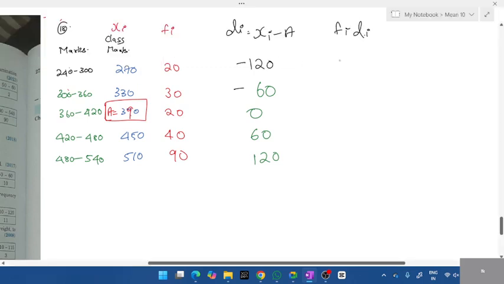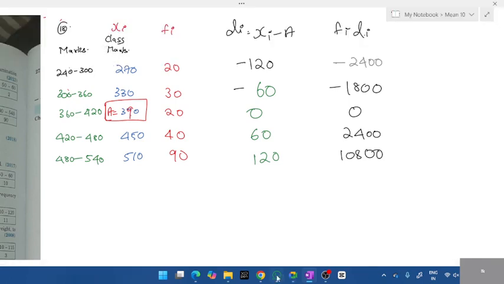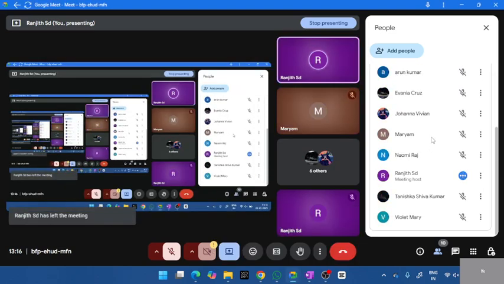Okay, Joanna, tell me the value. What is FiDi? Okay, 2400 next. 10,800. All of you got these values? Mariam, Vanya, Mariana. Okay, somebody left. Okay.